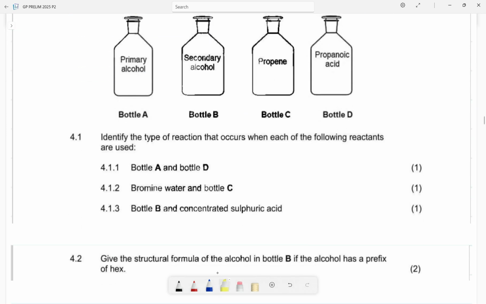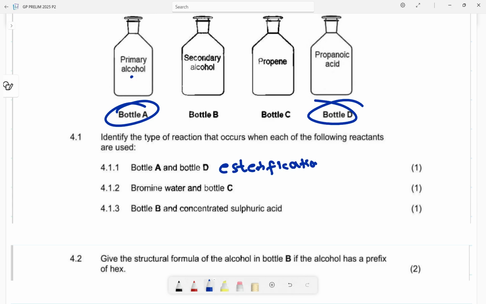4.1. Identify the type of reaction that occurs when each of the following reactants are used. So when they combine whichever with whichever. Bottle A and D. Alcohol plus carboxylic acid. The type of reaction that occurs, we know that it is esterification. Someone might say condensation, but I do not opt for you to use that word. Esterification is just a simple word that you can use.